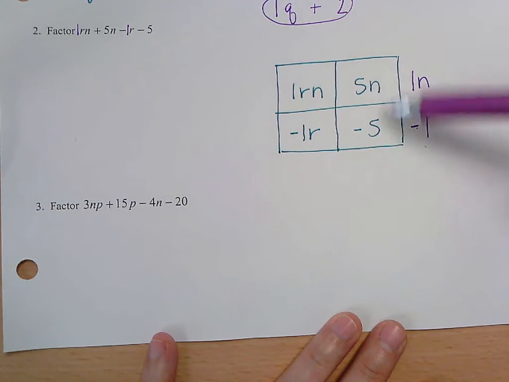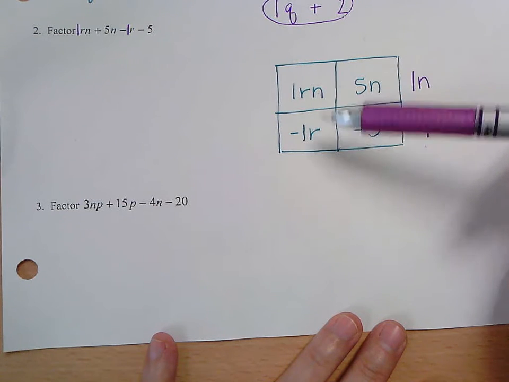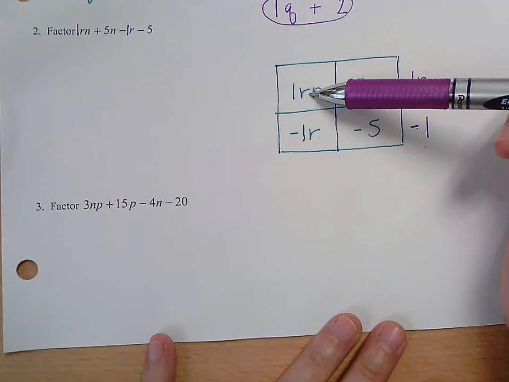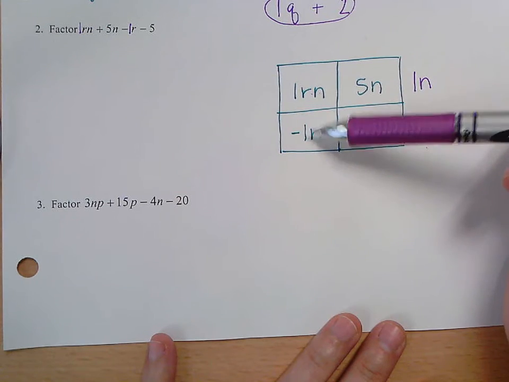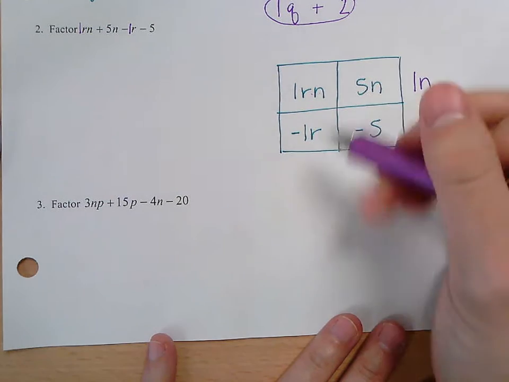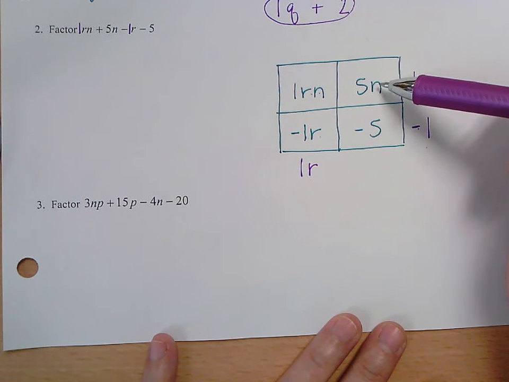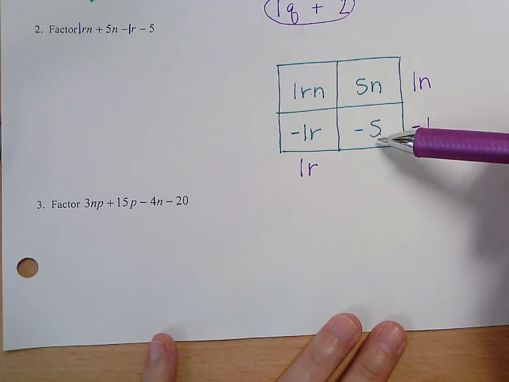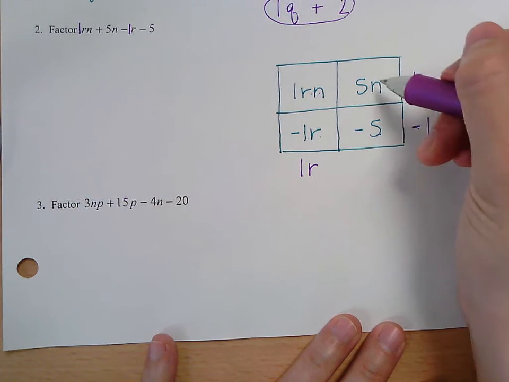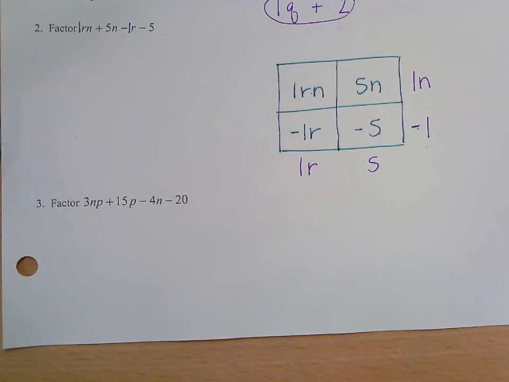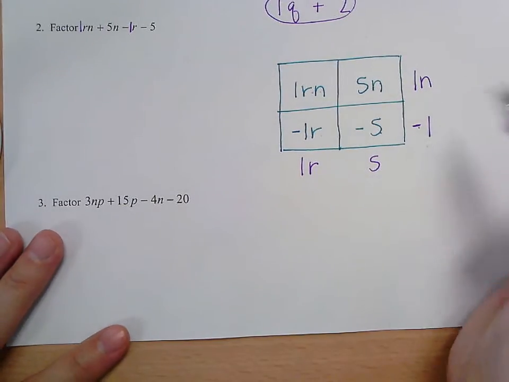Now if I go down in the columns, 1rn and negative 1r, what do they have in common? They both have an r. The top one is positive, so even though this one's negative, I'm not taking out the negative. I just take out a positive 1r, or just r. And then 5n and negative 5. They both have 5. And again, the top one's positive, so I just take out a positive 5. Okay, that's it.